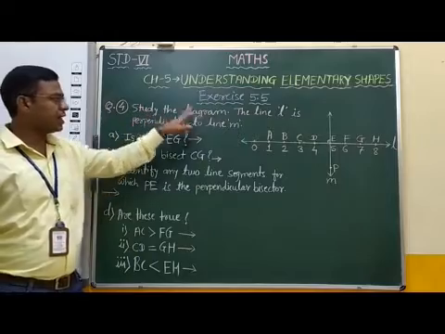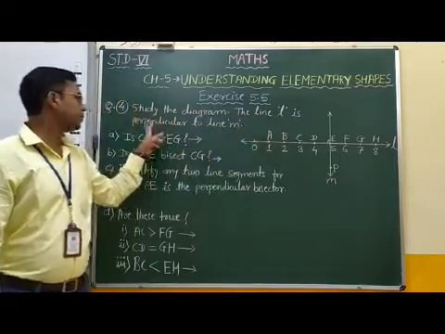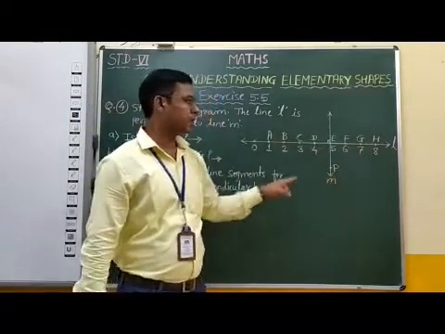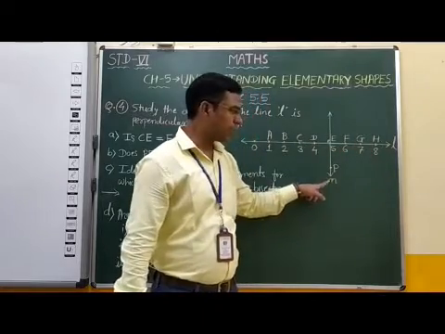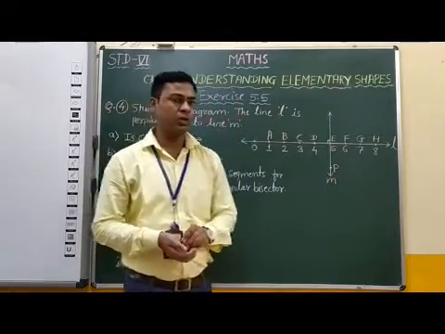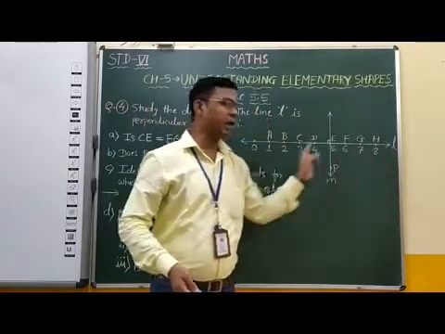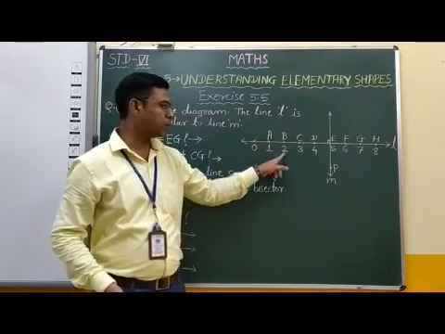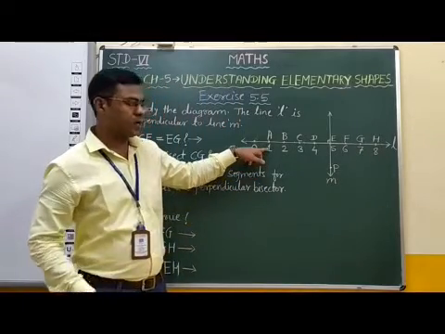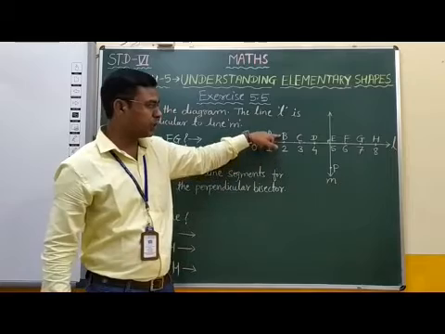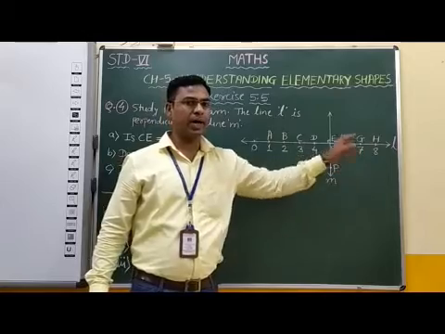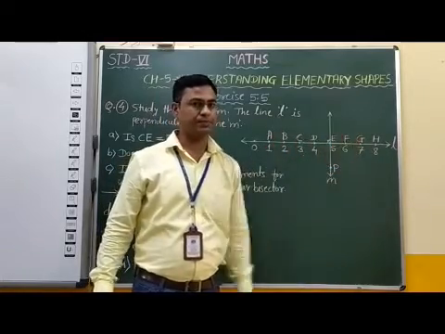The question is, study the diagram. The line L is perpendicular to line M. In the given figure, line L is perpendicular to line M, which means this angle is 90 degrees. You also observe that on line L there are 9 points, that is 0, 1, 2, 3, 4, 5, 6, 7, 8. Point 1 is denoted by A, 2 is denoted by B, 3 is denoted by C. In this way, each point is denoted by a capital letter.